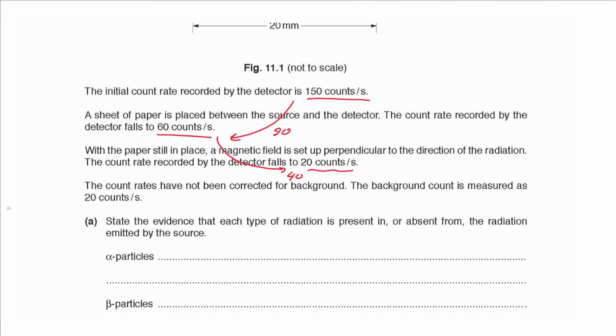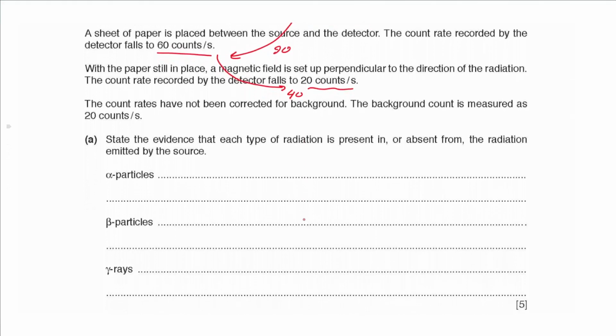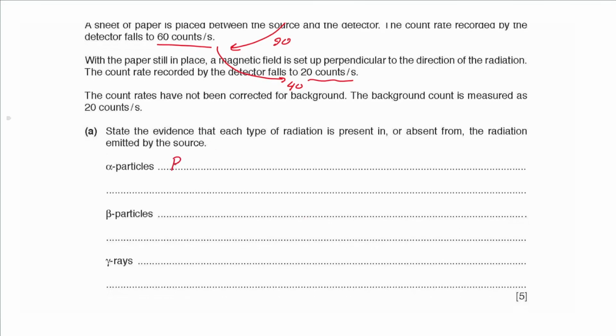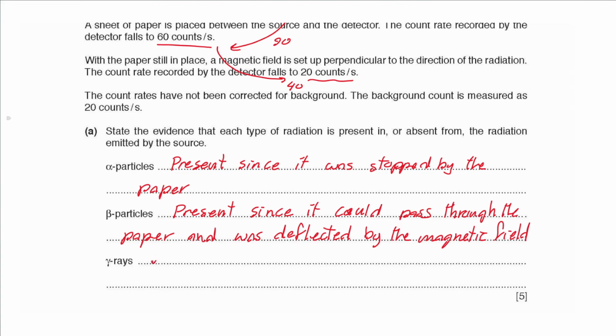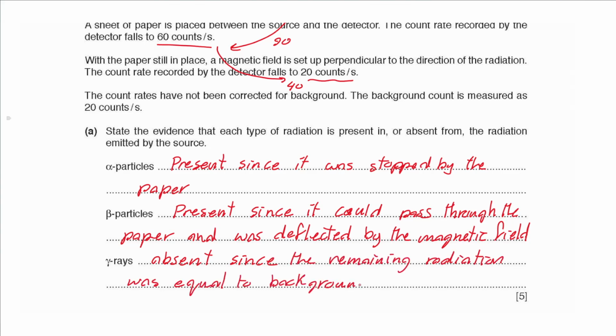So part A says state the evidence that each type of radiation is present or absent from the radiation emitted by the source. For alpha particles we say present, since it was stopped by the paper, and for beta particles we say also present, since it could pass through the paper and was deflected by the magnetic field. As for gamma rays, absent or not present, since the remaining radiation was equal to background levels.